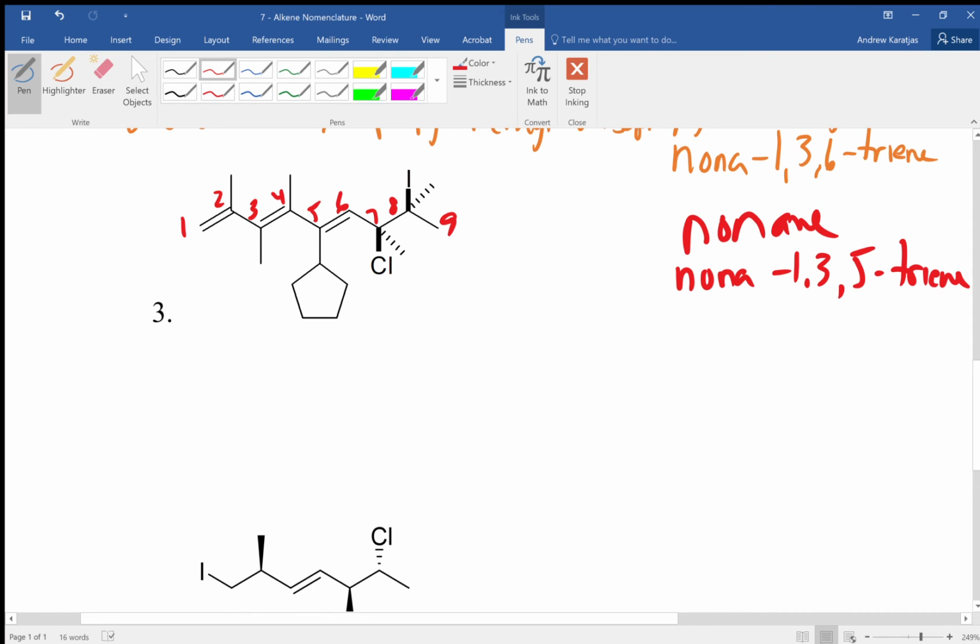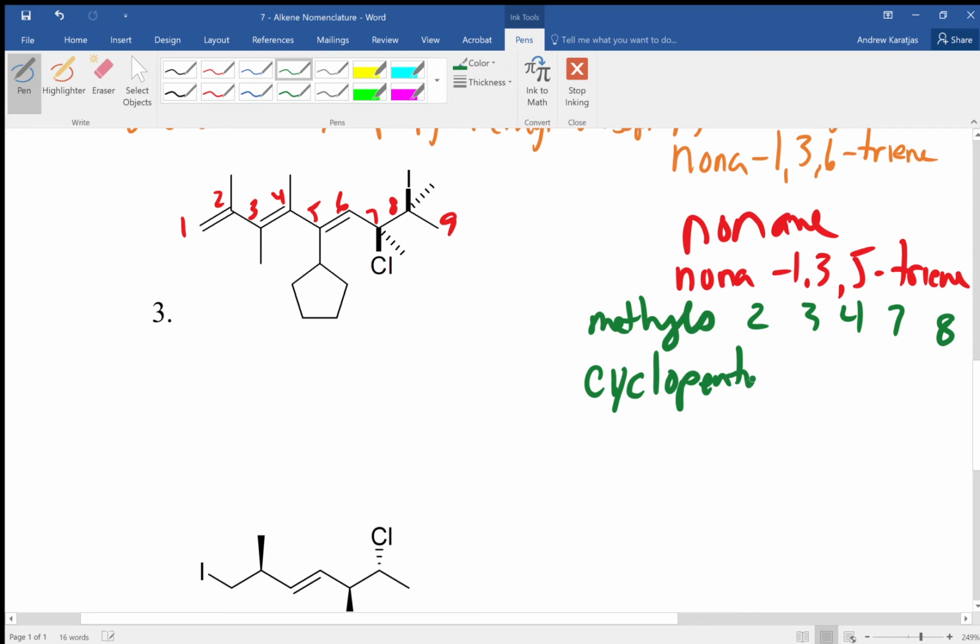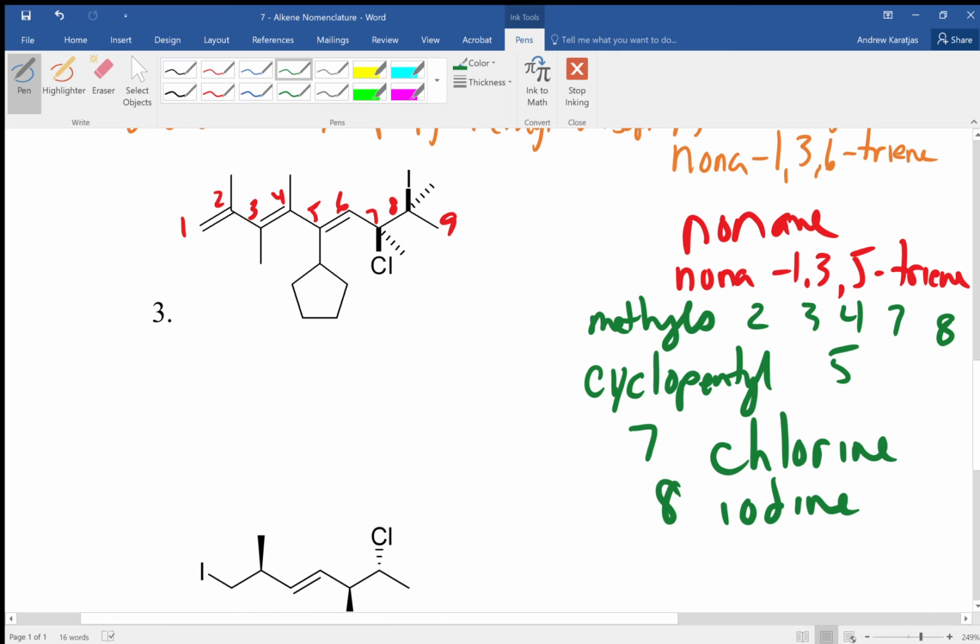Now we can name our substituents. We've got a whole bunch of methyls. They're at 2, 3, 4, 7, and 8. We have a cyclopentyl, a 5-membered ring, at 5. 7 also has a chlorine, and 8 has an iodine. So now we need to put all of these in alphabetical order.